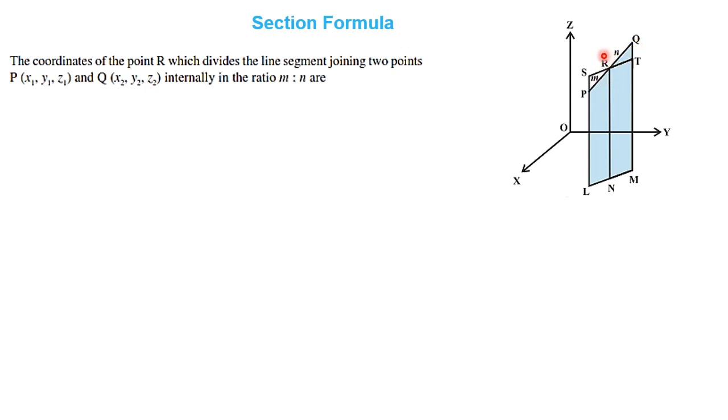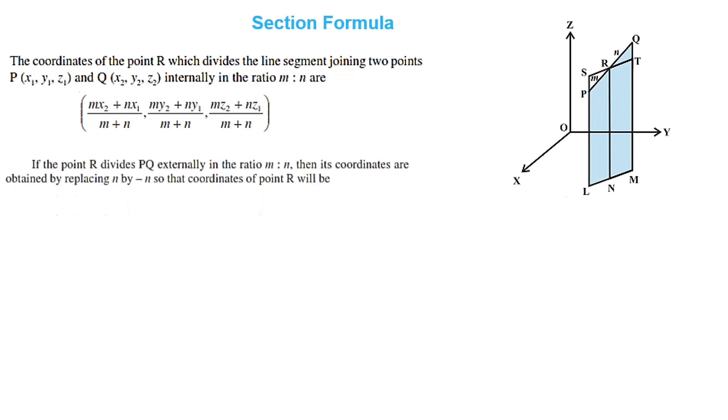Here the coordinates of R we will get by using the formula (mx2 + nx1)/(m + n). That is the x coordinate. (my2 + ny1)/(m + n) is the y coordinate. (mz2 + nz1)/(m + n) is the z coordinate. So the coordinates we will get by using this formula, and this is in case of internal division.